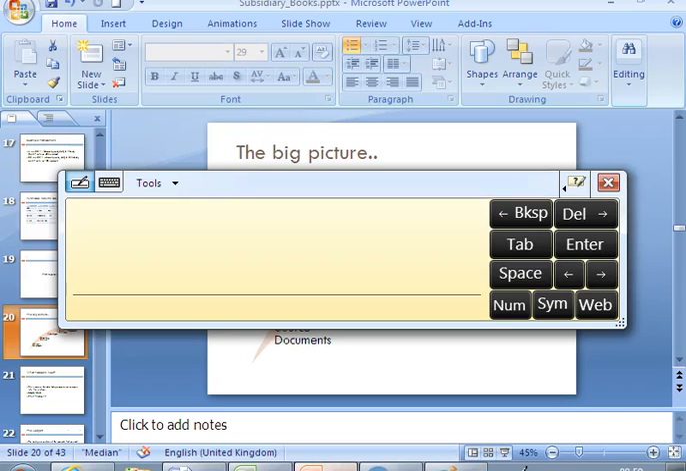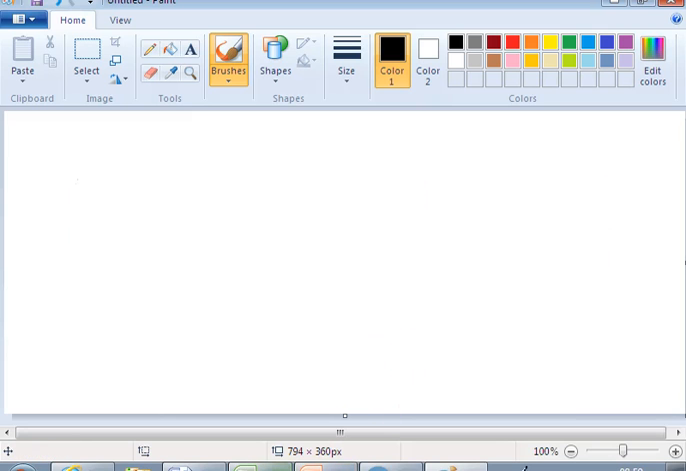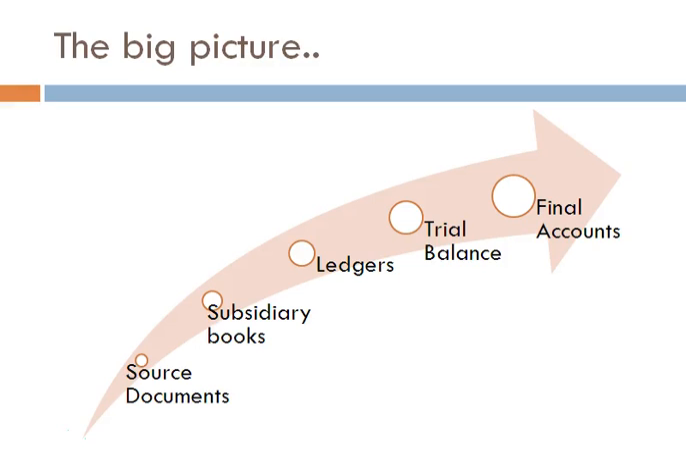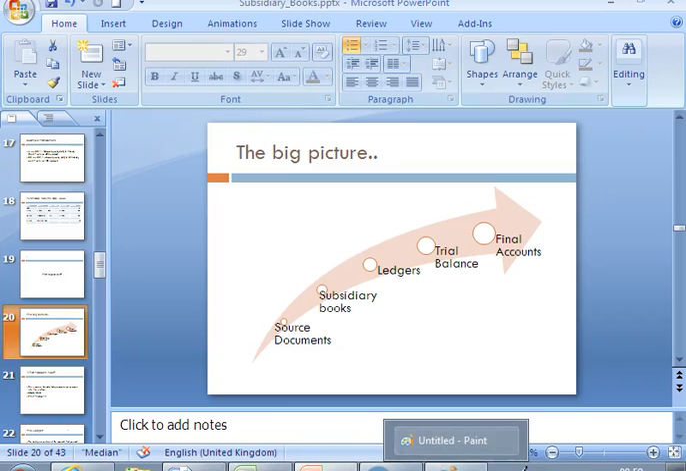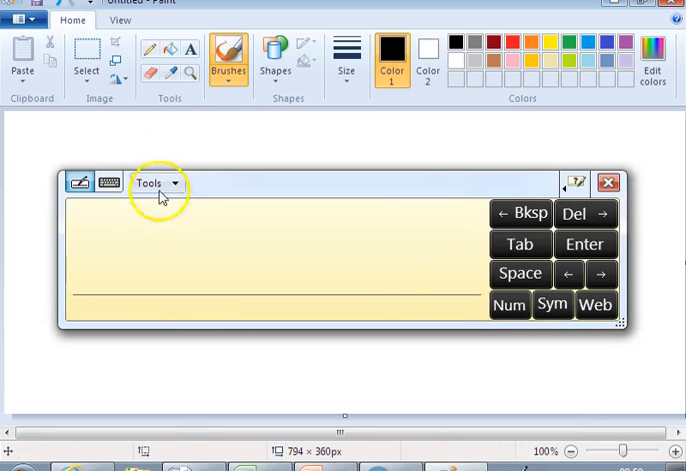Right, hi guys. So we're going to carry on talking about the ledgers. Let me just make some space. Talking about the ledgers really is where we're going to go now. As I said earlier on, we've gone from the source documents to the subsidiary books, and that information gets fed into the different ledgers. But my key focus right now is the general ledger.